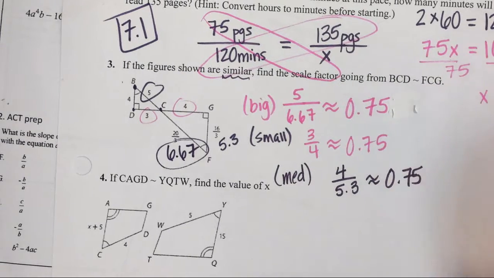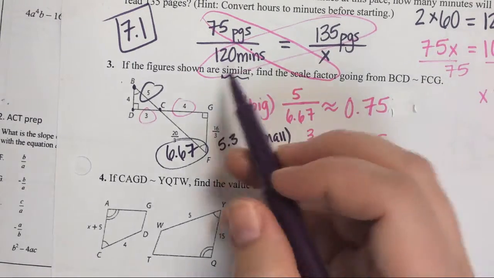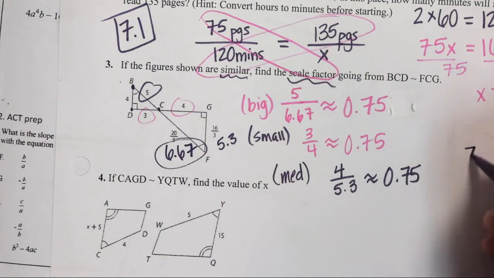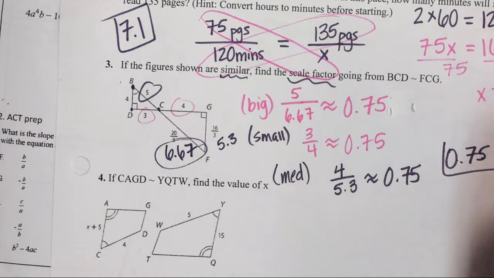Okay, so I was supposed to be able to find the scale factor because it already told me there was a scale factor and they're similar. So my answer is 0.75. This is my scale factor.